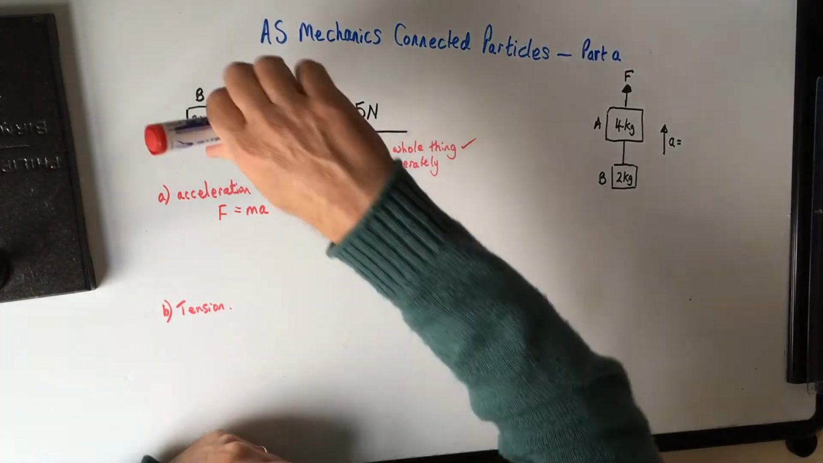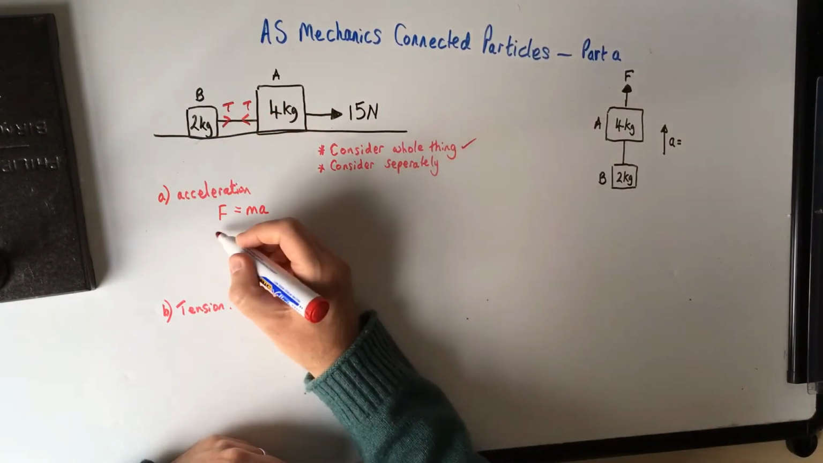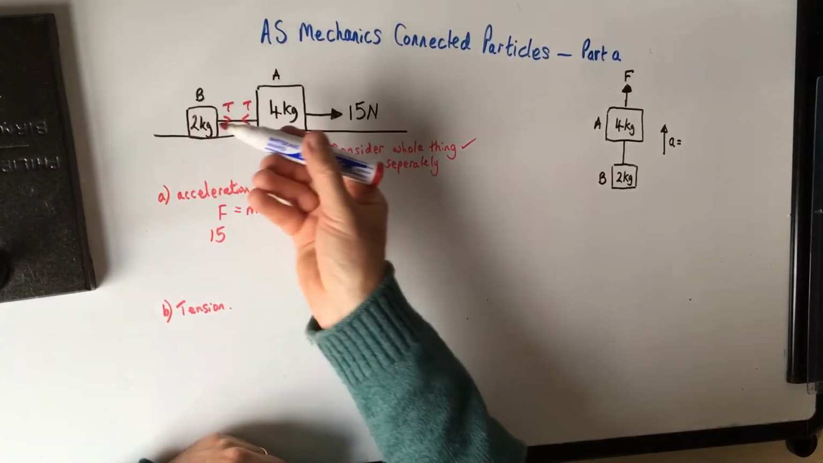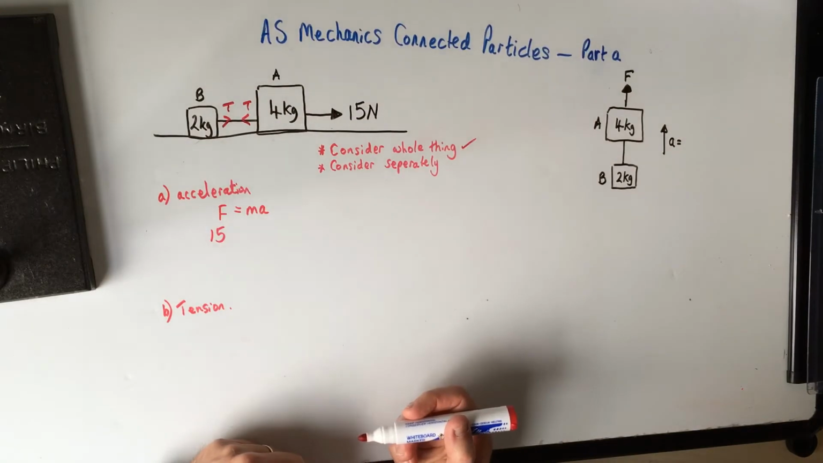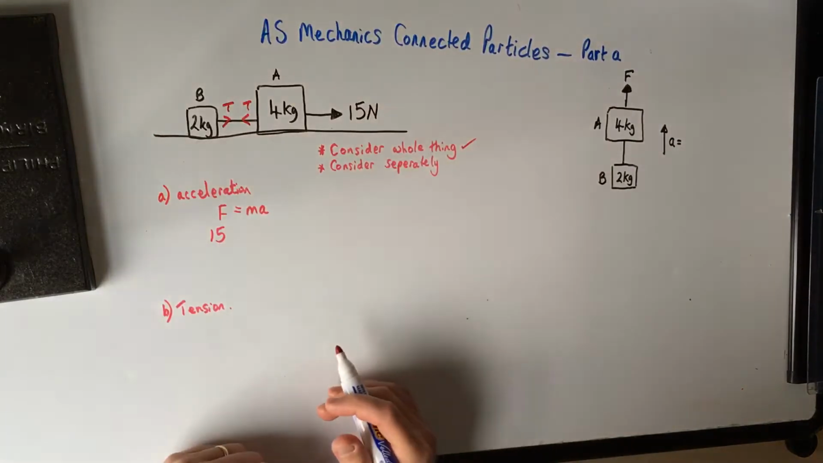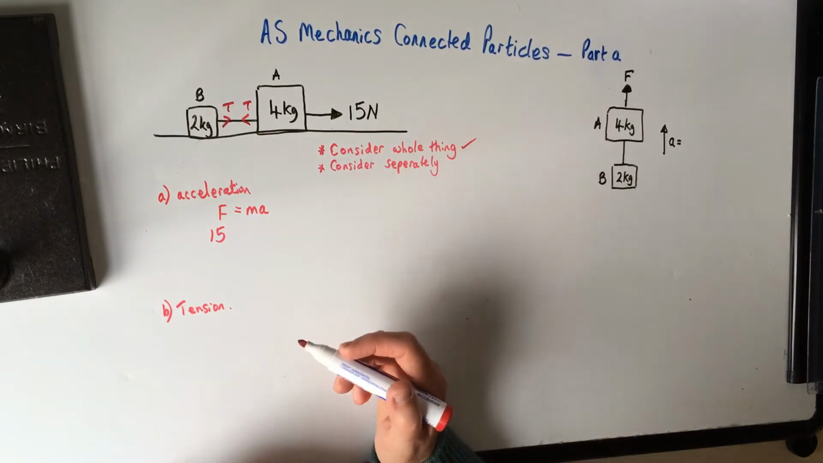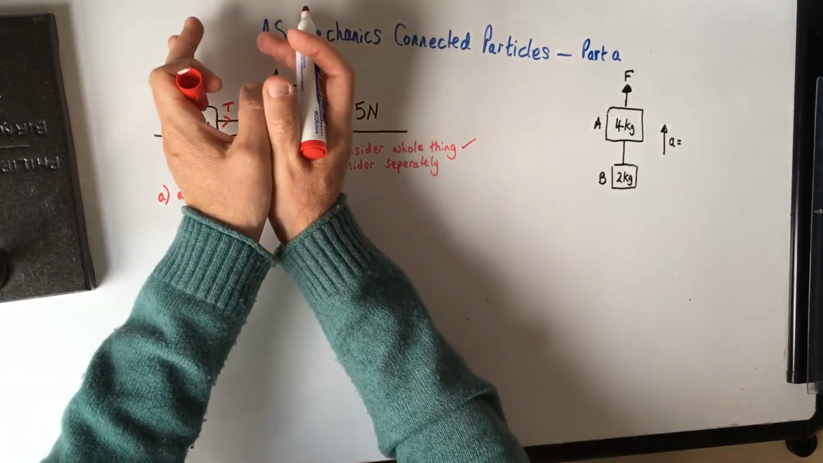So the only force pulling them here is 15 newtons, and there's no frictional forces acting that way to slow them down. Okay, so it's just one block. So the net force is just 15 newtons. There's no other forces involved here when we consider the whole thing.